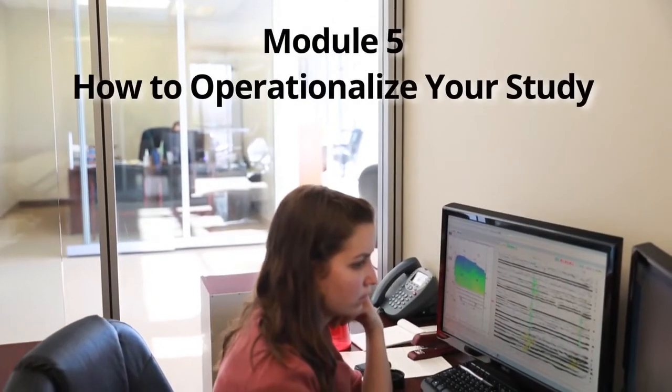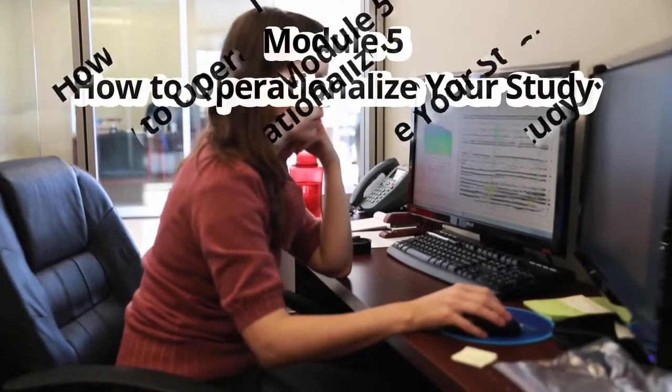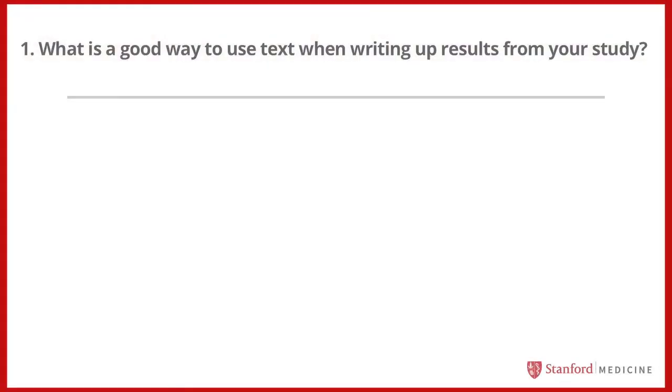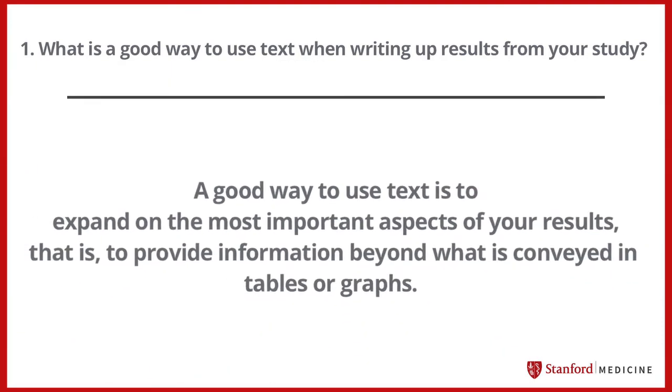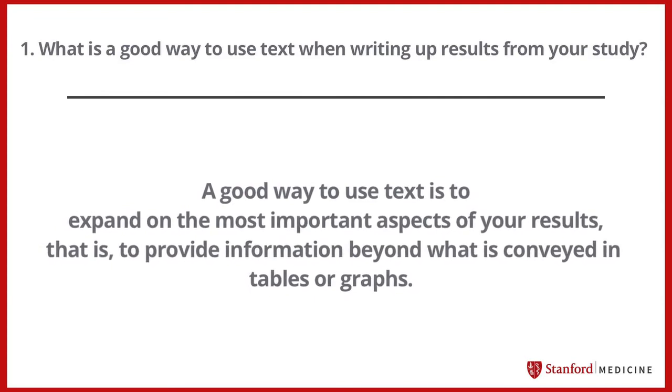In the next module, we will discuss how to operationalize your study, taking into account ethics, funding opportunities, and study oversight. Now we'll ask you to reflect on what you've learned. What is a good way to use text when writing up results from your study? A good way to use text is to expand on the most important aspects of your results, that is, to provide information beyond what is conveyed in tables or graphs.